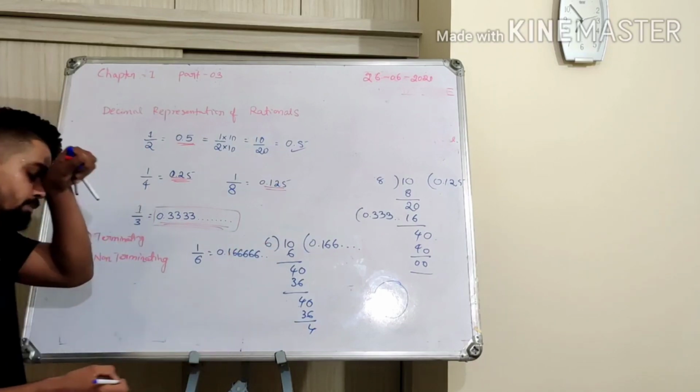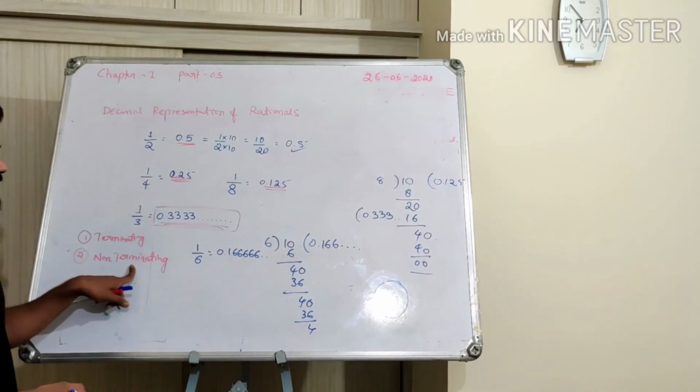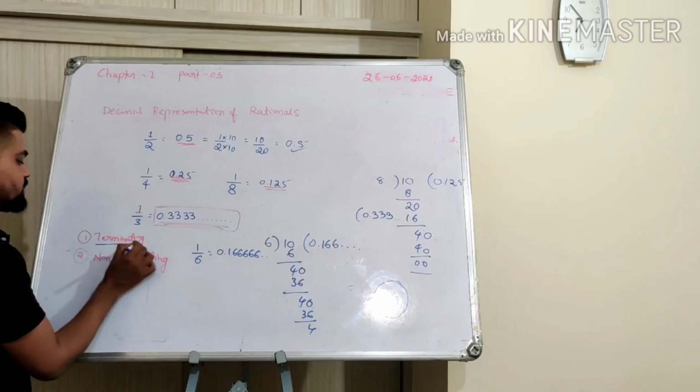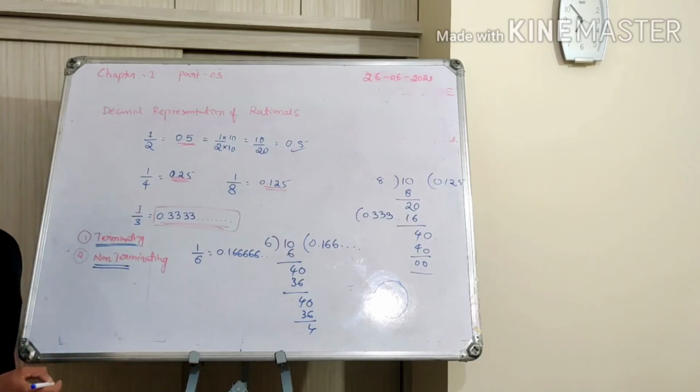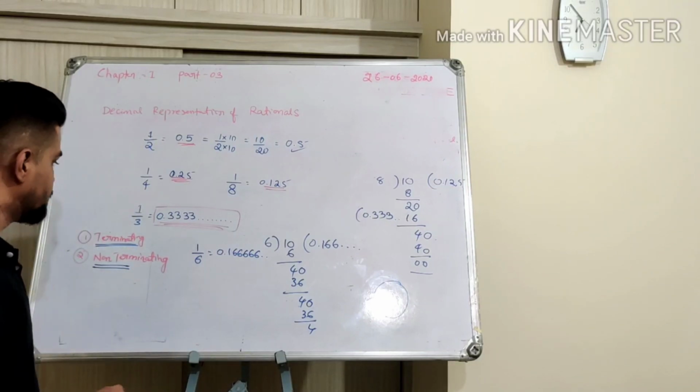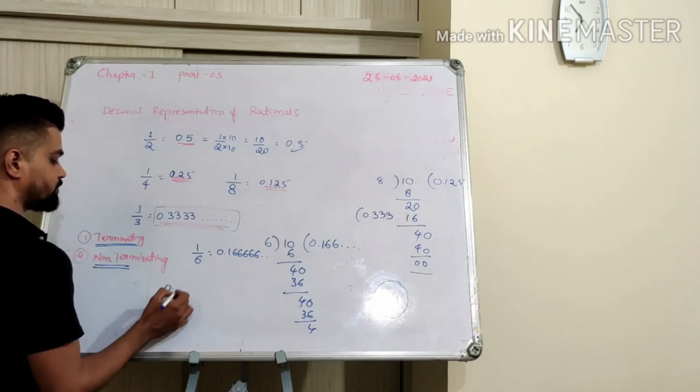That means there are many numbers which can be non-terminating as well. Okay. So now we are mainly classifying decimals into two types: terminating and non-terminating. Okay. So one more example I will give you.